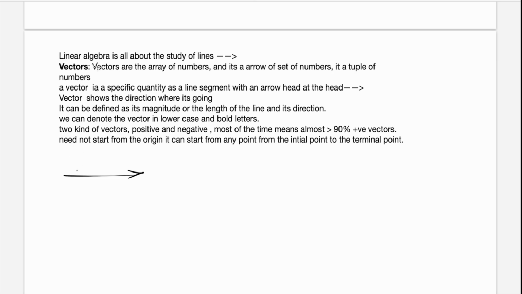What do you mean by vectors? Vectors are just an array of numbers. So what do you mean by array? This is called an array. It starts from one point and tells the direction to another point. A vector is a specific quantity, a line segment which has an arrow ahead. So the vector shows the direction, the direction where we have to go to get something. You can understand it in that sense.